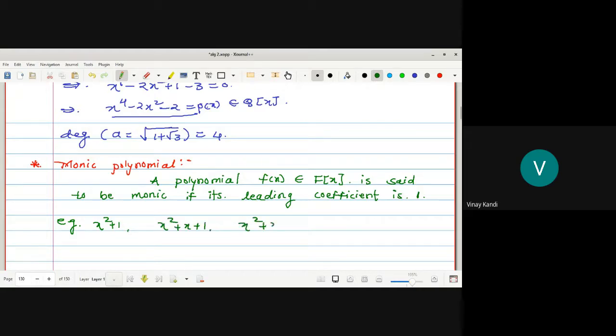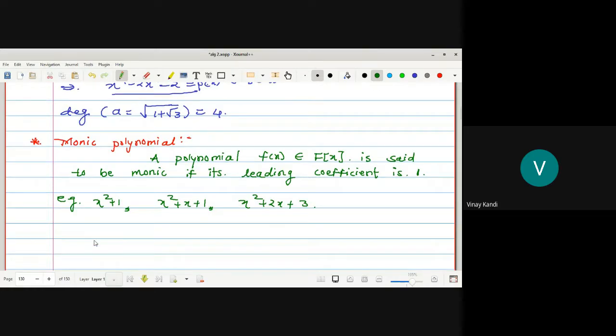What is the primitive polynomial? The GCD of all the coefficients will be equal to 1. Very good. The GCD of all the coefficients is 1. Look here. If the polynomial is a monic polynomial, then what will be the GCD of all the coefficients?